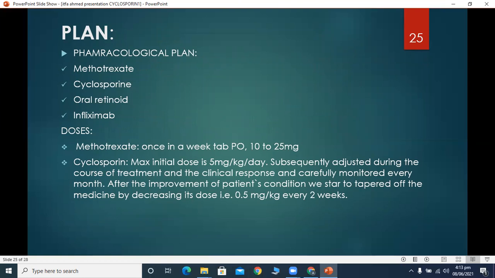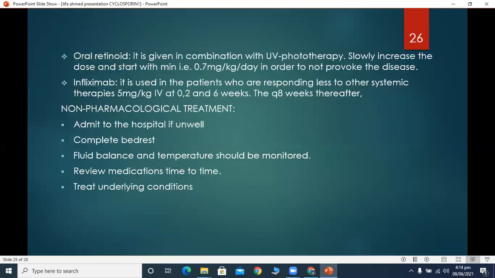We will treat him with the following medicines: methotrexate, cyclosporin, oral retinoid, and infliximab. Now the doses we will give the patient are methotrexate once a week, orally, 10 to 25 milligrams. We will give cyclosporin with a maximum initial dose of 5 milligram per kg per day, subsequently adjusted during the course of treatment according to clinical response, and carefully monitored every month. After the improvement of the patient's condition, we start to taper off the medicine by decreasing the dose by 0.5 milligram per kg every 2 weeks.